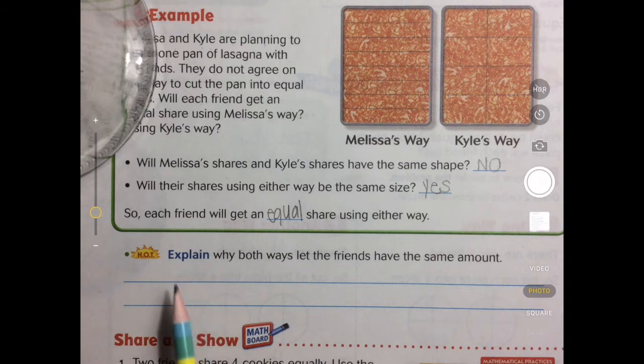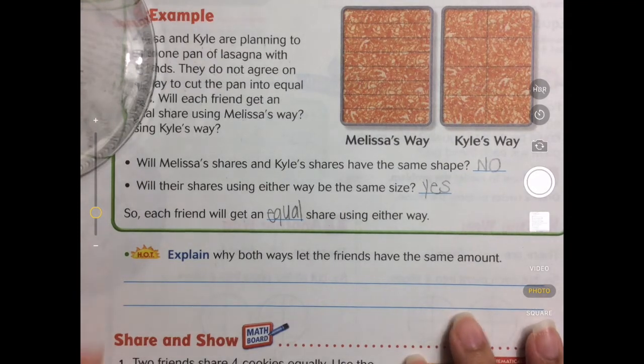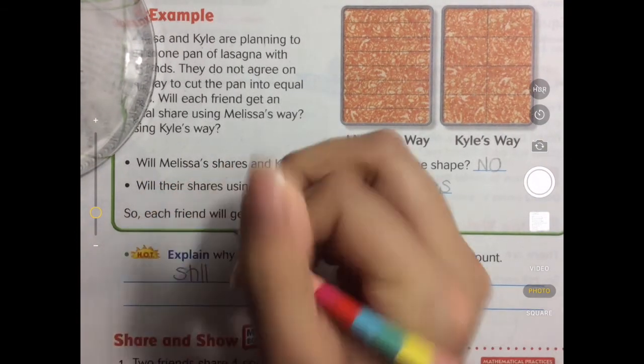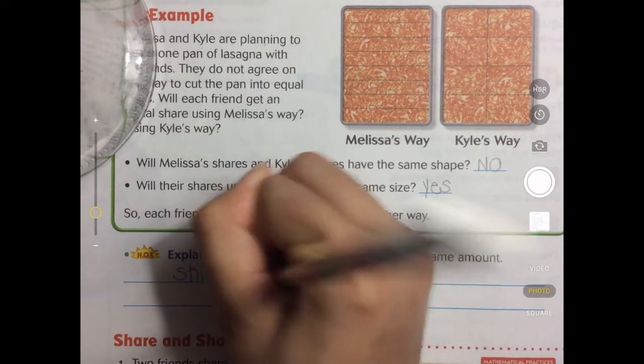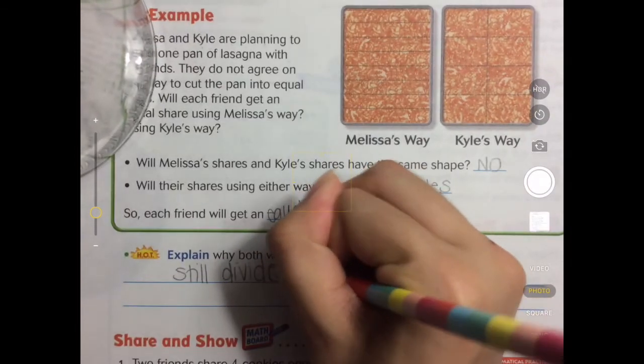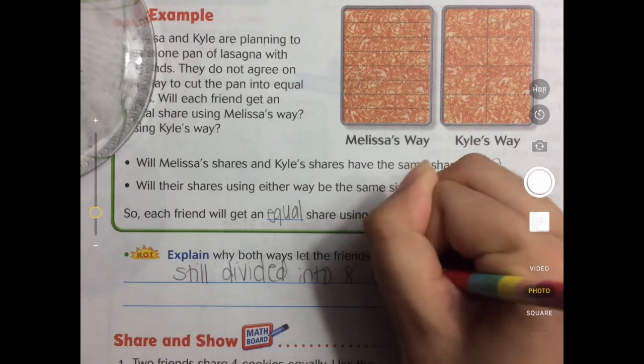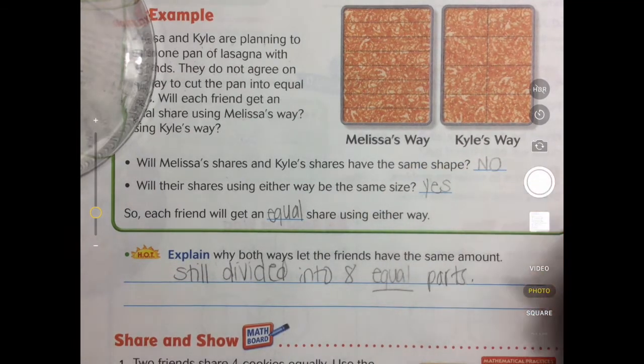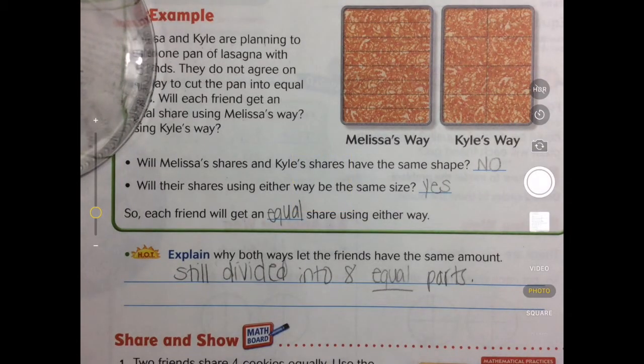So let's look at this hot explain question. Explain why both ways let friends have the same amount. Well, that's what we just said. Even though they're cut in different shapes, each friend will still have an equal amount. They're still divided into 8 equal parts. So I'm just going to write that. Still divided into 8 equal parts. Okay, so that's the most important thing. Even though they look different, it's still equal.